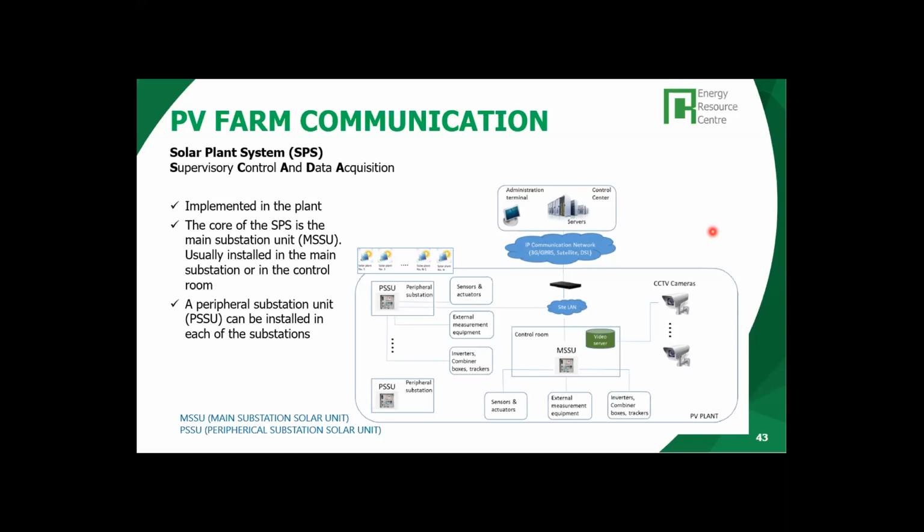In this slide, we can see what would be the control room in the different parts that are found in the PV farm. Okay, different units. We call the main substation for the solar unit the MSSU. Then peripheral substations, depending on the layout. Well, to be honest, these are just examples, different configurations.